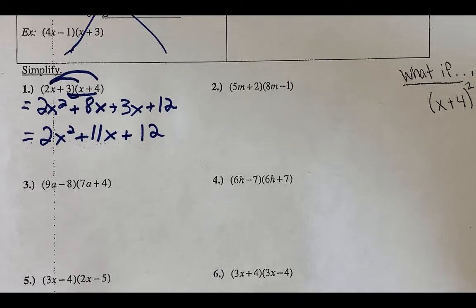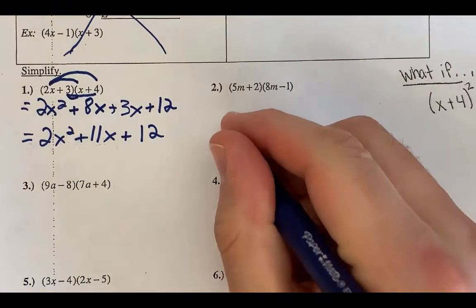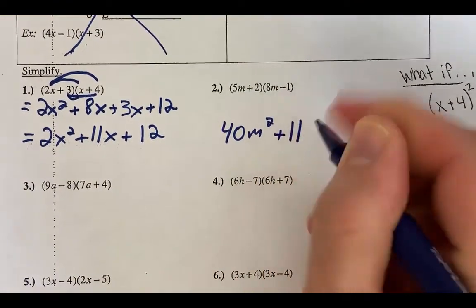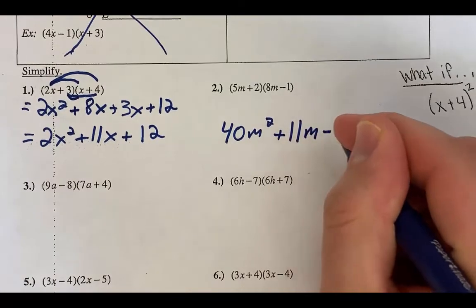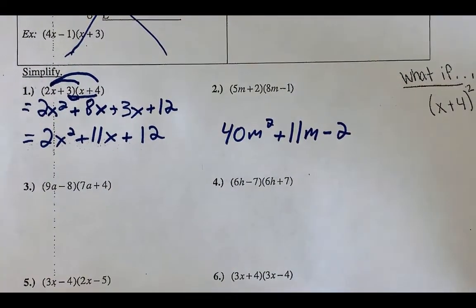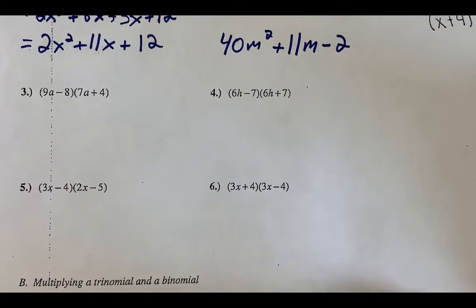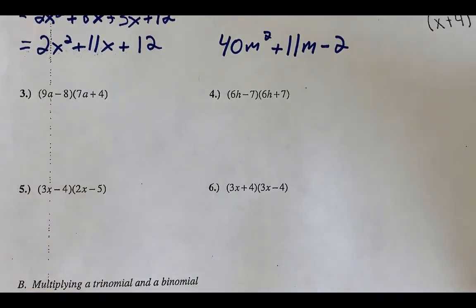Did you pause? All right, hopefully you paused and tried it. Here is what the answer should be: 40m squared plus 11m minus 2. All right, let me show you another example here. 9a minus 8 times 7a plus 4.